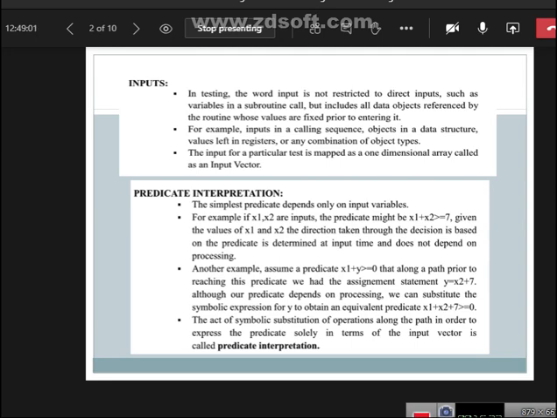Okay, and this is another example. Suppose we get a predicate like x1 plus y greater than or equal to 0.